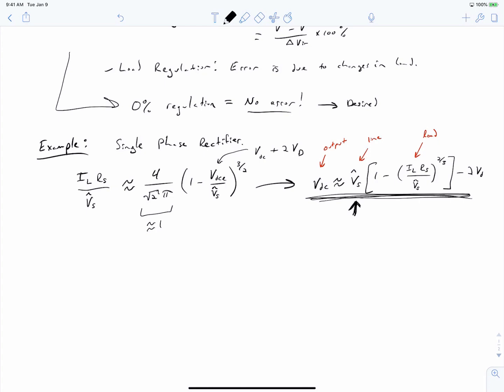Furthermore, as our load changes, as IL changes, our output voltage will also change. So we have no line regulation and we have no load regulation. So we can see from this that the passive rectifier simply cannot give us a regulated output.